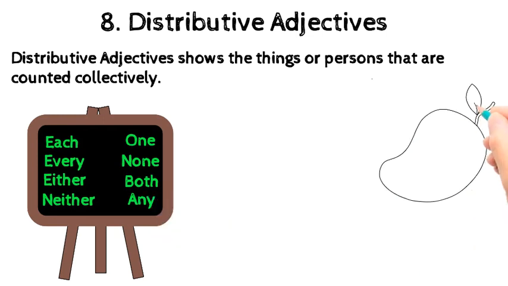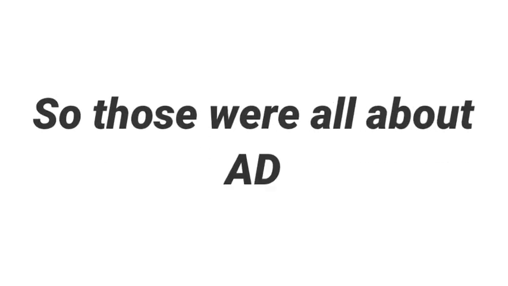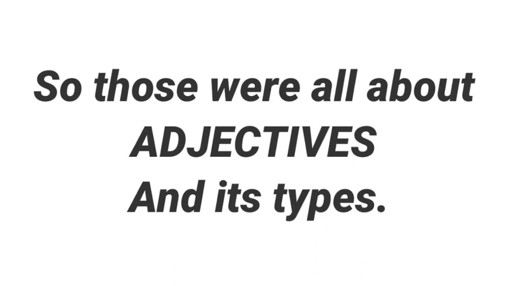Let's take one more example. Each of the boys had a mango. The moment when we hear this sentence, it makes clear sense that every one of the boys in that particular group had a mango. So the word each is a distributive adjective here. So that was all about adjectives and their types.